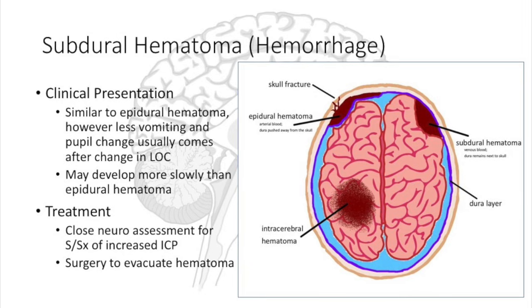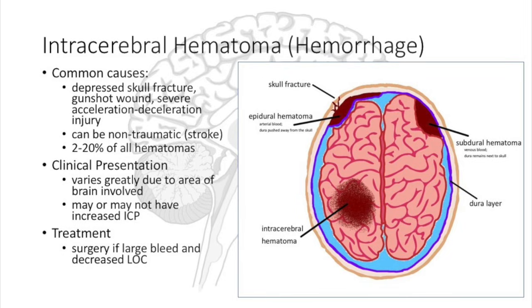So the last one we're going to mention is the intracerebral hematoma. Its common causes are a depressed skull fracture, gunshot wound, severe acceleration-deceleration injuries such as those in a motor vehicle accident, and it can be non-traumatic from strokes. This is 2 to 20% of all hematomas, and the clinical presentation can vary greatly due to the area of involvement. So you may or may not have increased intracranial pressure, but you still need to monitor for it. Treatment for intracerebral hematomas includes surgery if there's a large bleed accompanied by a decreased level of consciousness.